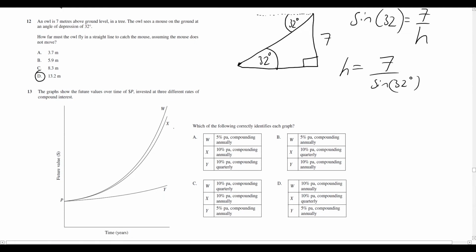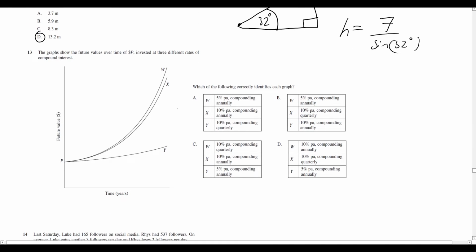Okay, question 13. This one's actually a little bit tricky. So the graph shows the future value over time of $1p invested at 3 different rates of compound interest. Okay, so which of the following correctly identifies each graph? So we have W as 5% per annum compounding annually, X at 10% compounding annually. So right off the bat, we know that that is incorrect because we see that W is above X. So we know that that makes no sense if we have a larger percentage interest on X. So it makes no sense whatsoever.